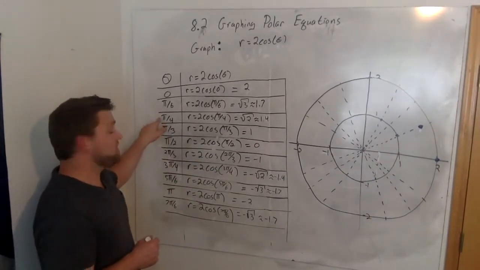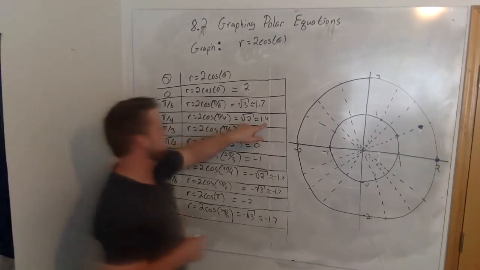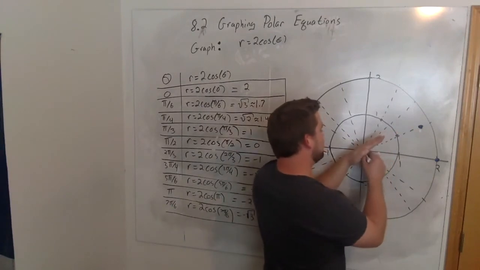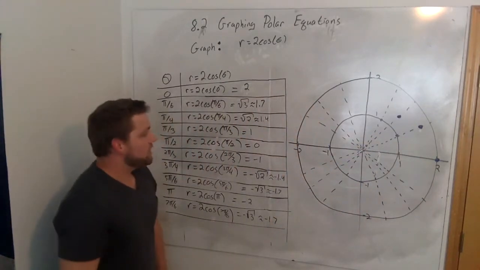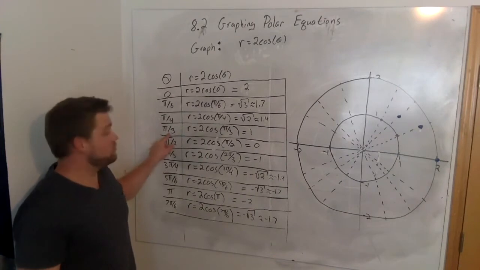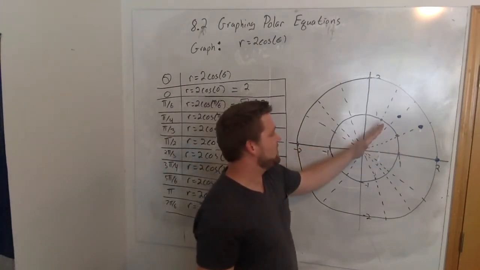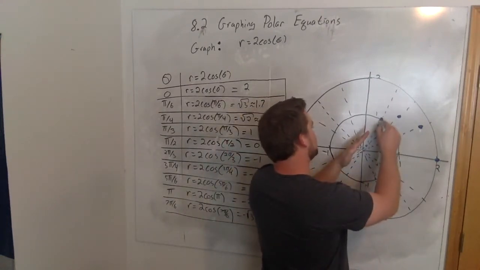So if we rotate an angle of pi over 4, we'll be at a radius of 1.4. So rotate pi over 4, radius of 1.4. This is roughly 1, that's like 1.5, so 1.4 is maybe roughly right here. Okay, we'll continue on. If we rotate an angle of pi over 3, we'll need to go out a radius of 1. So here we have rotated an angle of pi over 3, and now we need to go out 1 unit. So we'll mark this spot right here.